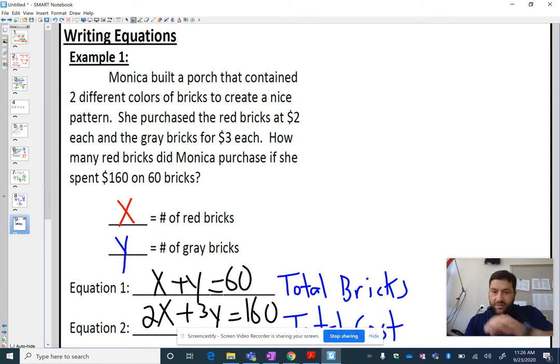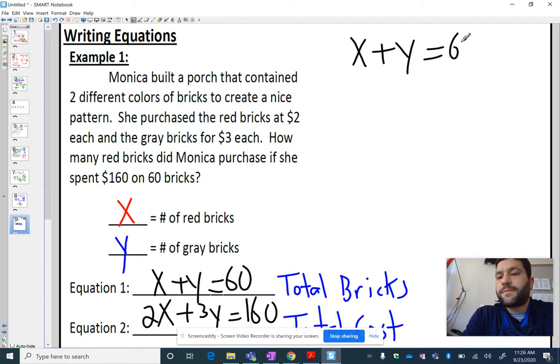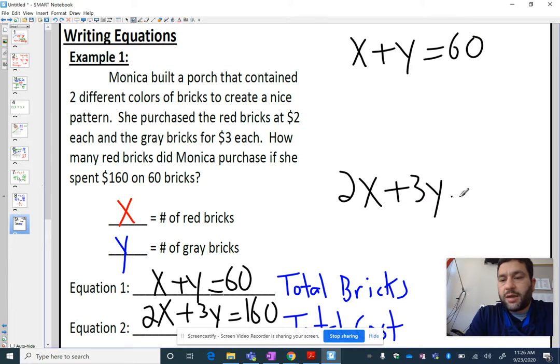So again, this is where the new learning is going to come in for us. If we have two equations such as x plus y equals 60 and 2x plus 3y equals 160, one strategy we can use is called substitution. Now, that's a fancy way of saying take one of your equations, solve it for one of the variables, and put it in the other one.